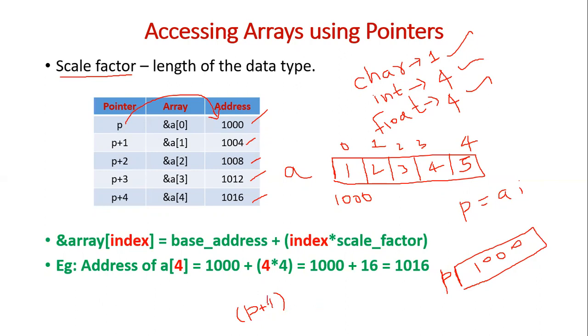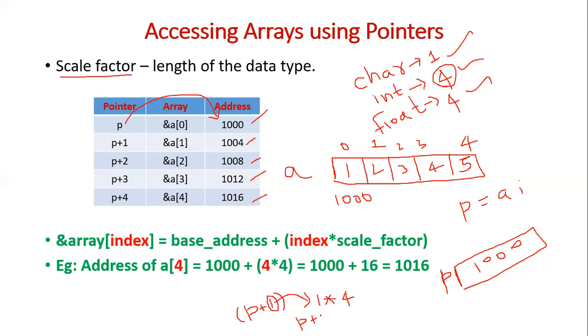Whatever index you have given here, that will be multiplied with the scale factor. Here, what is the scale factor? P is a pointer to an integer, so the scale factor is 4. So it is P plus 1 into 4, which is P plus 4.